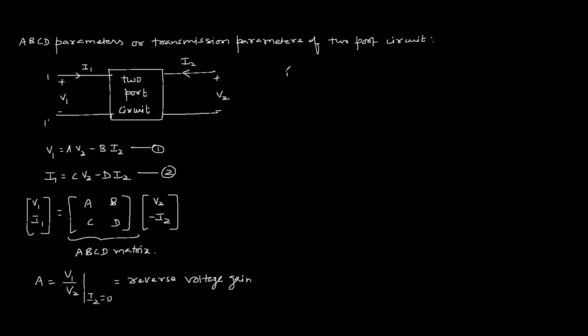And then B is V1 over minus I2 when V2 is 0. V2 is 0 means port 2 is short circuited. It is the ratio of voltage to current, so its unit is ohm, and it is called reverse impedance.